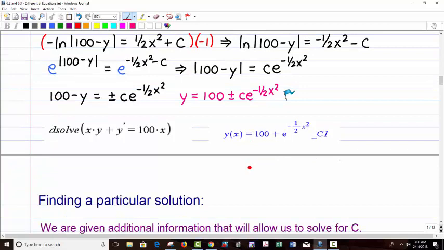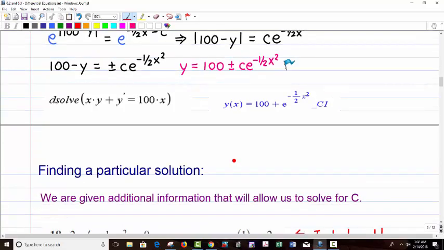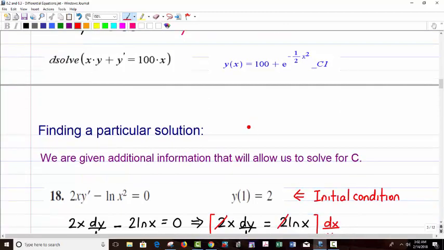Okay, let's look at something called finding a particular solution. Let's see what that's all about. All right. Now this means we are allowed to have information that would let us solve for C. Meaning we're given an initial condition here where, like, y of 1 equals 2. That means we'll be able to solve for the value C at the end. It's sort of like back in Cal 1, where we were first doing antiderivatives, and you would see something like f of 1 equals 5. That means you could solve for the C. So that's what's going on right here.